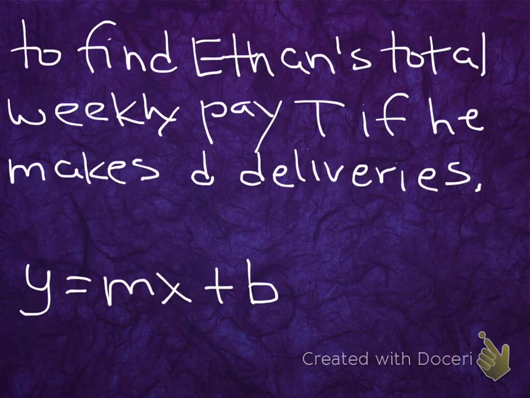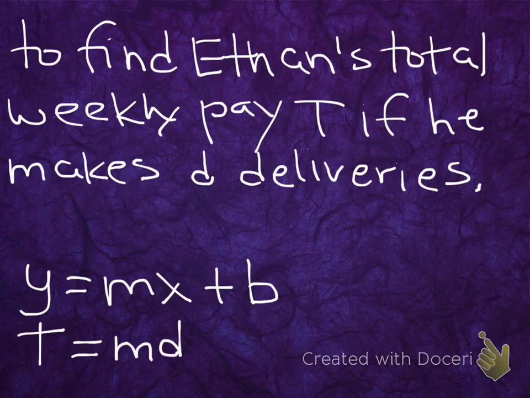We just need to figure out which depends on the other. So if he's getting paid for his deliveries, is his weekly pay going to depend on how many deliveries he makes, or vice versa? Well, I think his pay is going to depend on the deliveries he's making, because that's what he's doing to get paid for. So that means the t is going to be our y, and the d is going to be our x. So these are the same equation, it's just using different variables.